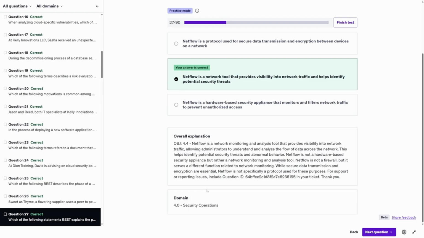NetFlow is not a hardware-based security appliance, but rather a network monitoring and analysis tool. It's also not a firewall, but it serves a different function related to network monitoring. While secure data transmission and encryption are essential, NetFlow is not specifically a protocol used for these purposes.